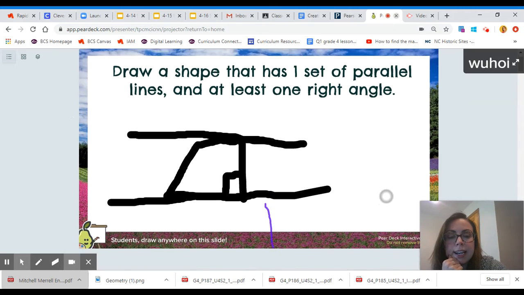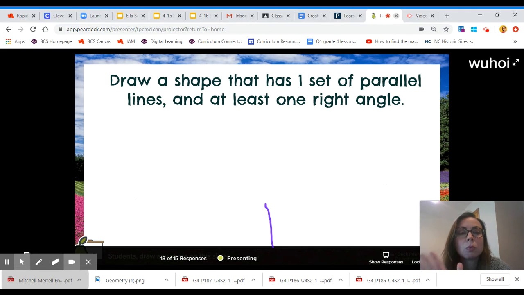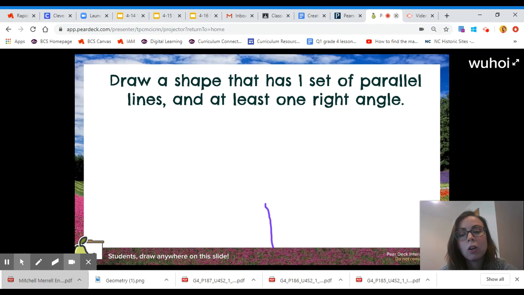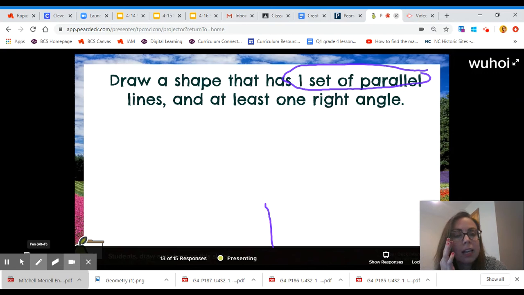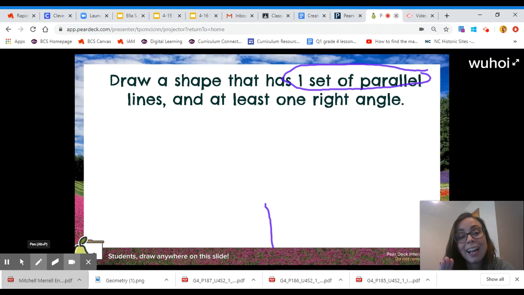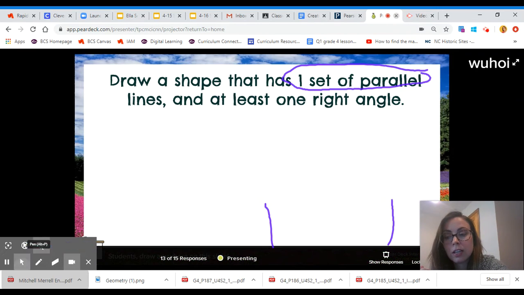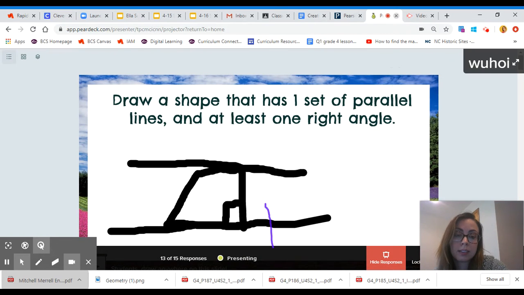So the next question was draw a shape that has one set of parallel lines and at least one right angle. One thing to note about this that was brought up during our lesson, one set of parallel lines. Some students were drawing a rectangle, which would have two sets of parallel lines. Now, if it has two sets of parallel lines, it does have one set. It's in there. And I was accepting that. Some students were arguing that it should only have one set because it says one set. So that is a good thought as well. But I did accept answers that had two sets because two sets does have one set.